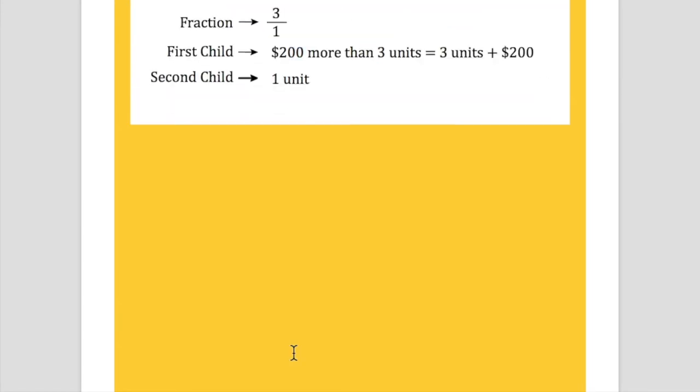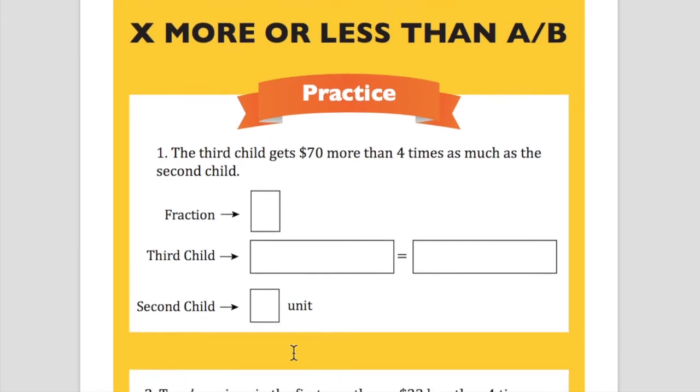Okay, so I've given you some more examples over here for you to try out. For example, the third child gets $70 more than 4 times as much as the second child. Let's do this one more time. What if I block out this part, right? It says the third child gets 4 times as much as the second child. So the third child gets 4 units, right? The second child gets 1 unit, because 4 is 4 over 1. Now, what happens next? We re-look at the $70 more than, so the third child gets $70 more than 4 units, which means 4 units plus $70.